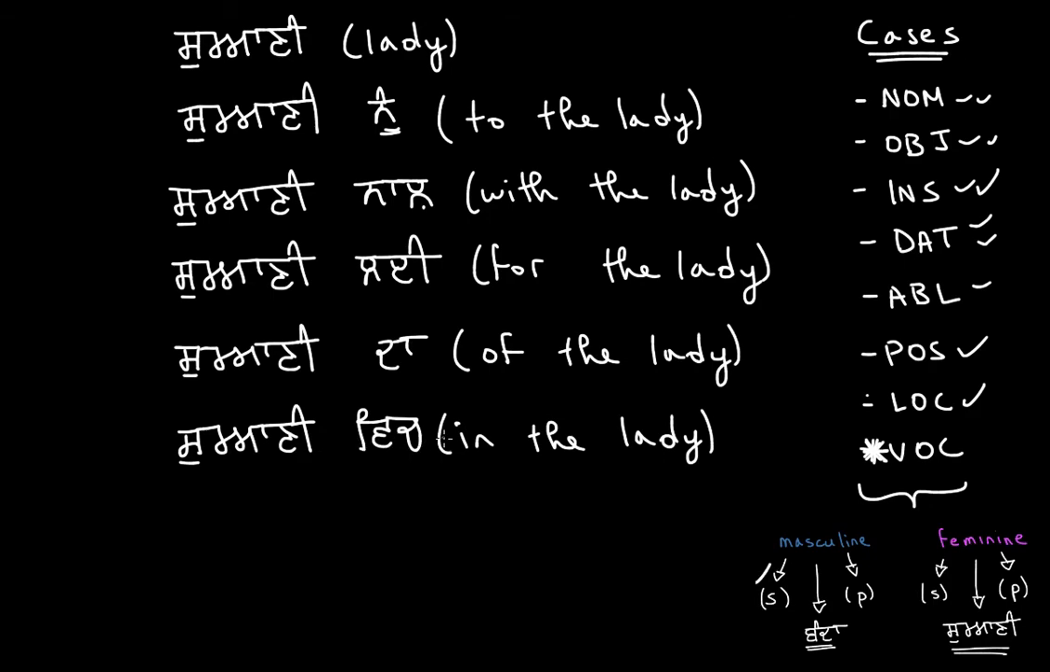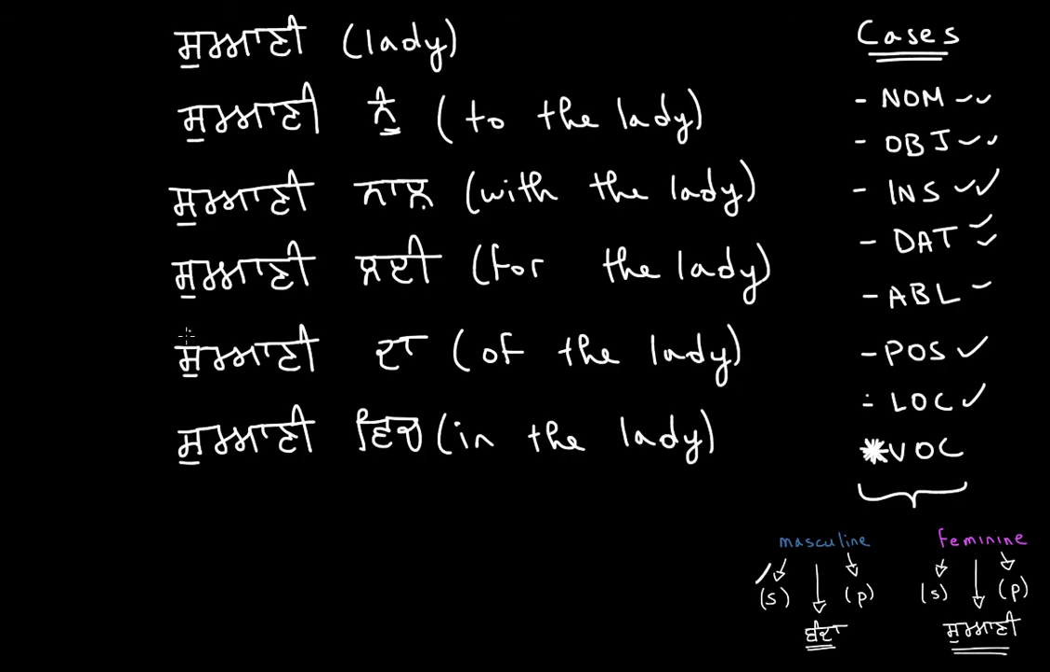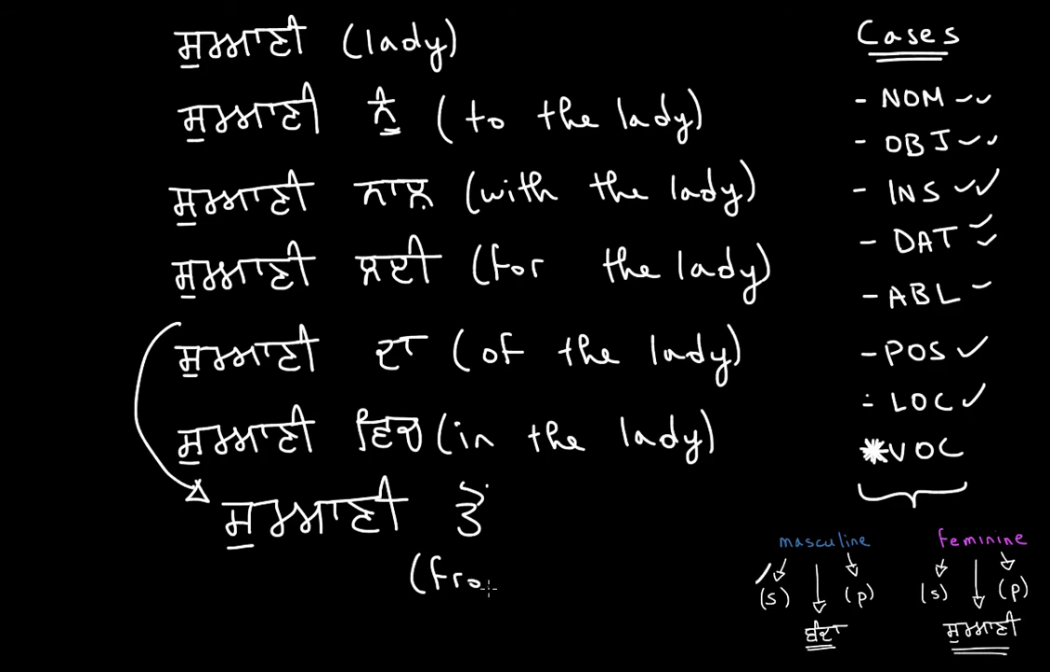I skipped one somewhere in here because we're supposed to have seven. So we had swarni da. So I missed one right over here. Swarniton, which you can guess would be from the lady. Okay, so from the lady is ablative. This I remember, so that's ablative. And then this would be possessive. This would be locative, depends on how you pronounce it.